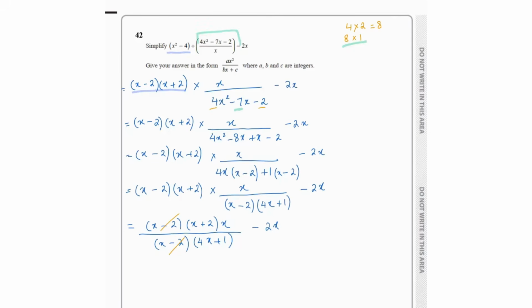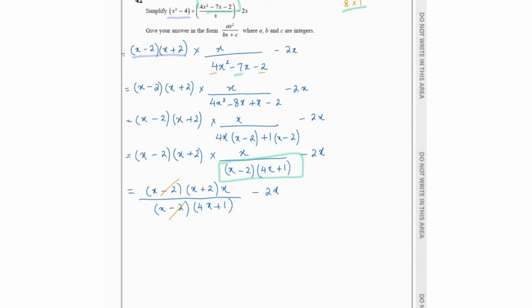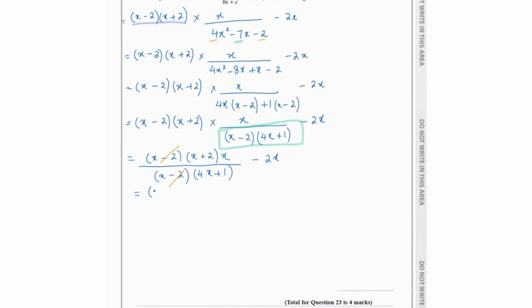This is your factorized part for this. Now, we have x plus 2 times x over 4x plus 1 minus 2x. Whenever we're adding or subtracting fractions with unlike denominators, over here the 2x has a denominator of 1. When there's no denominator written, it's 1. So when we're adding or subtracting fractions with unlike denominators, we always make the denominators equal. That is the first step.